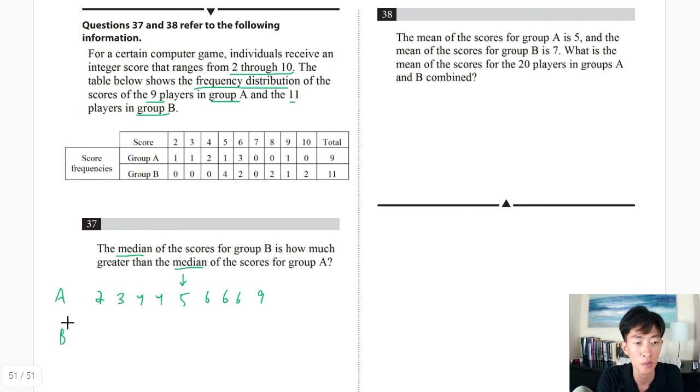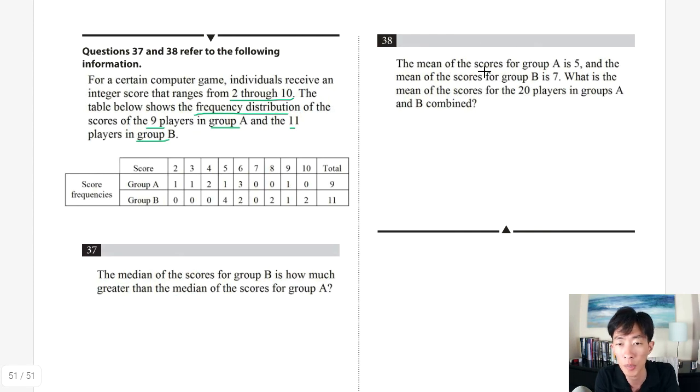Now let's do the same thing for Group B. We're going to start with 4 5s, and then 2 6s, 2 8s, 1 9, and 2 10s. And Group B has 11 numbers, so the middle is going to be the 6th: 4, 5, 6. So the median is 5 in Group A, 6 in Group B. The difference between the two is 1, and that's the answer.